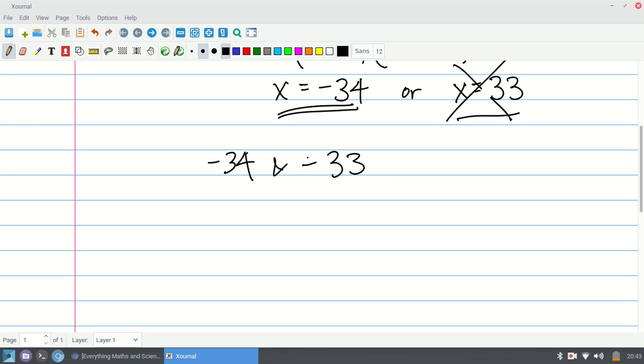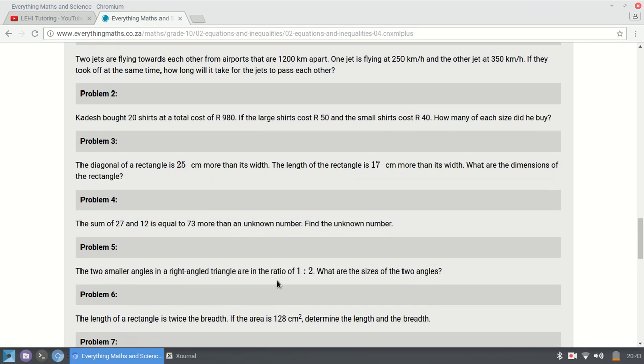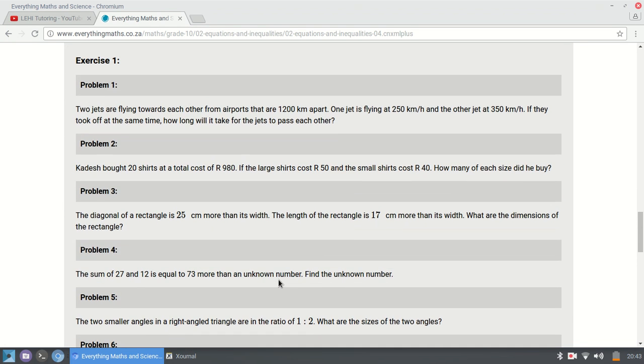Now, are we worried because we have two negatives? Not really. Two negatives multiply to a positive. So if you multiply them both in your calculator, you will get 1122. So that's that problem. Okay, those were actually example problems. So now let's do legit exercises, right?